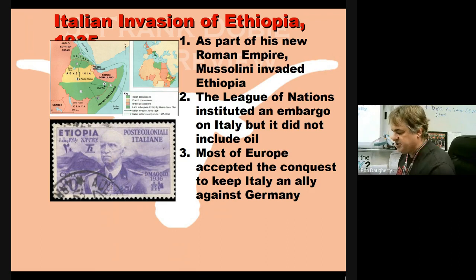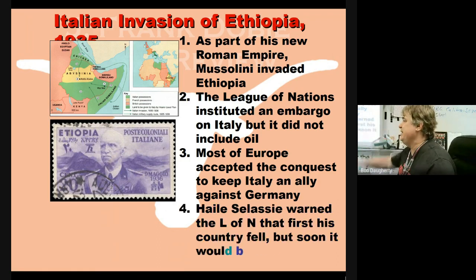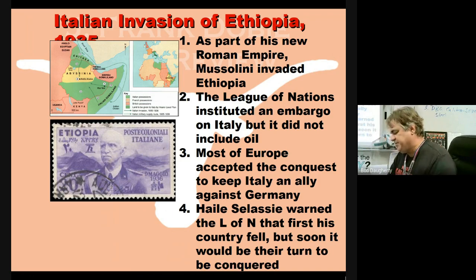Italy, y'all, basically has no oil of its own. And the League of Nations could have ground it to a halt, but the League of Nations chose not to include oil. And so ultimately, most of the countries, especially Germany, accepted this. And sadly, y'all, and this will break your heart if you ever see the video, Haile Selassie, who was the leader of Ethiopia, appeared before the League of Nations, much like Zelensky appearing before the United Nations, begging that something be done.